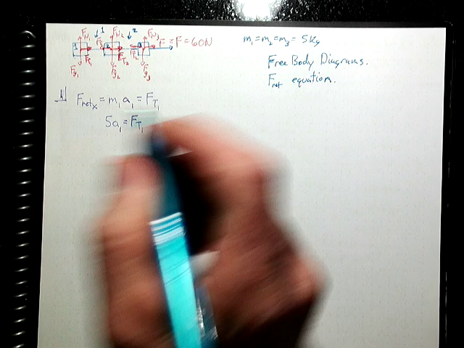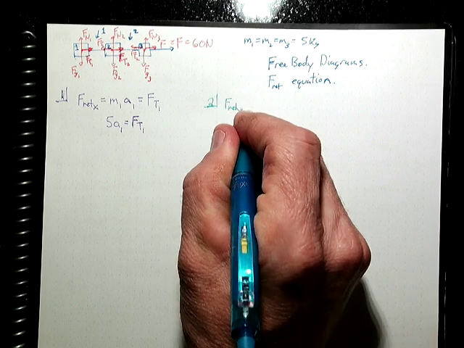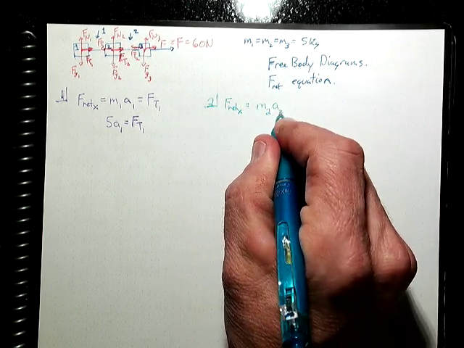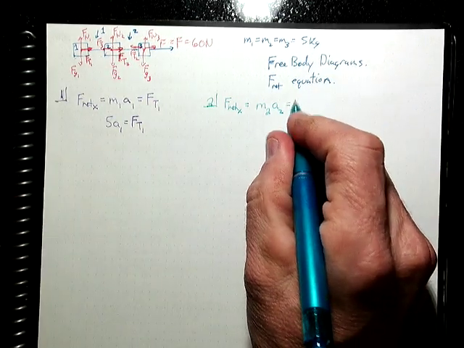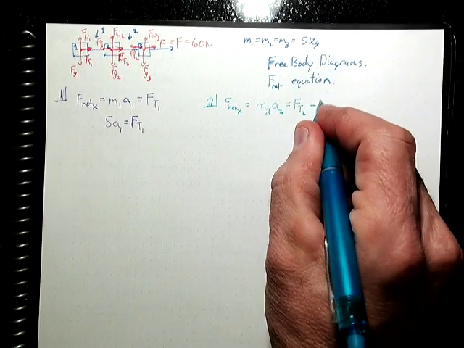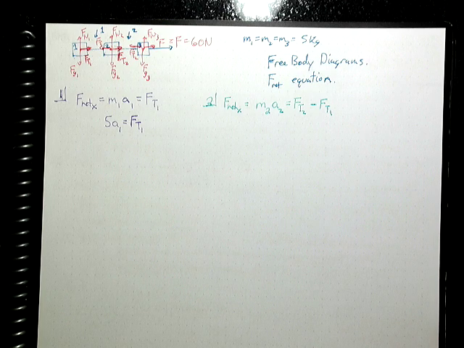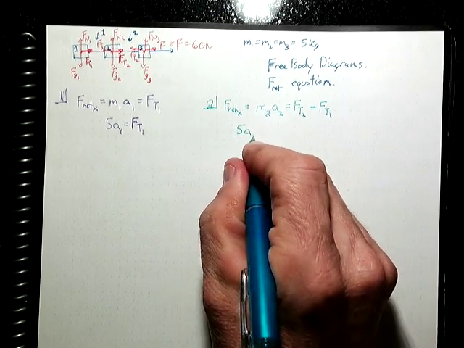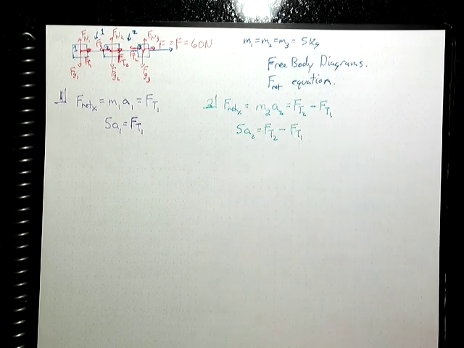Box 2, again an F-net x is going to equal the mass of box 2 times the acceleration of box 2. If I look at box 2, I've got an FT2 going to the right minus an FT1 going to the left. So what I've got here is 5 times a2 equals FT2 minus FT1.